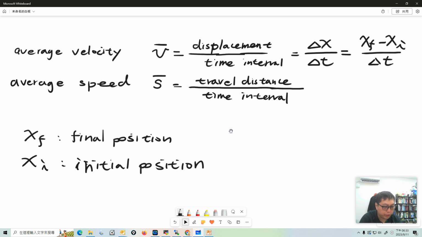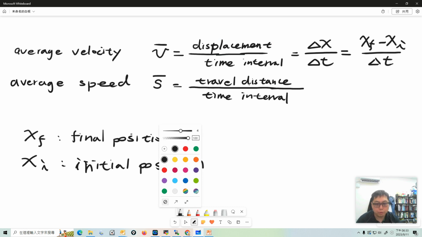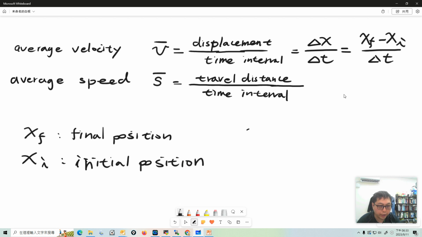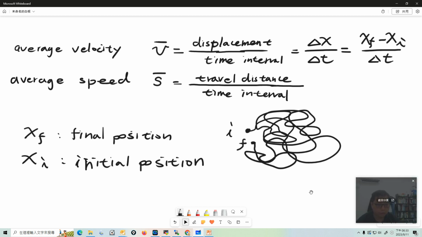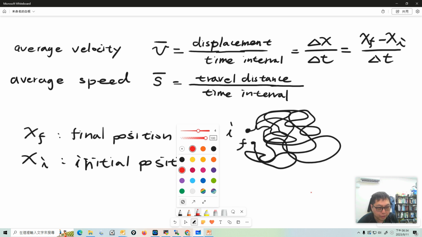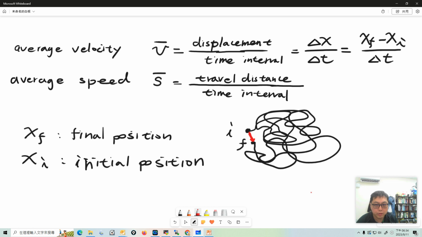Let me draw a picture to show the difference between displacement and travel distance. For example, I start from point I, and I go through a very, very winding trip, and then I reach point F. This is displacement. This is too thick. Okay. This red line is displacement.